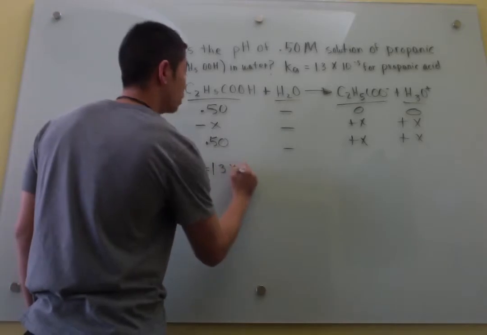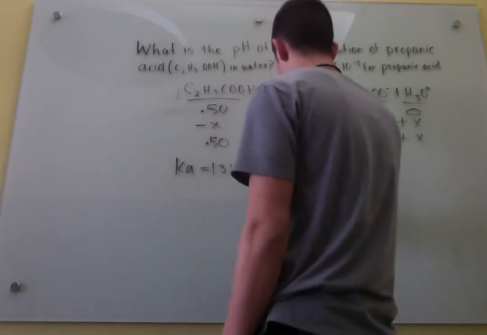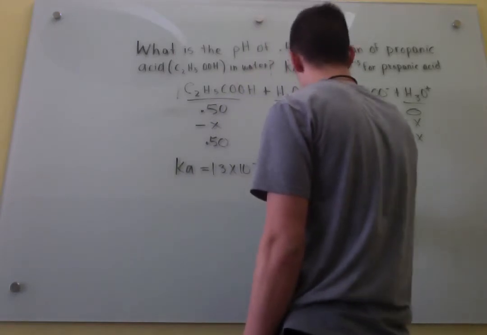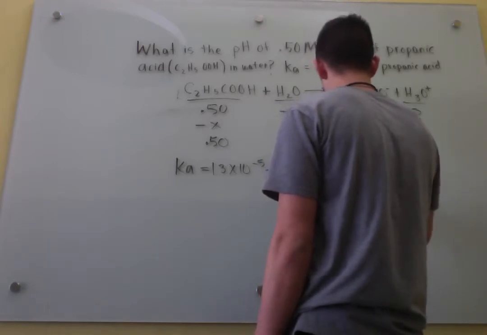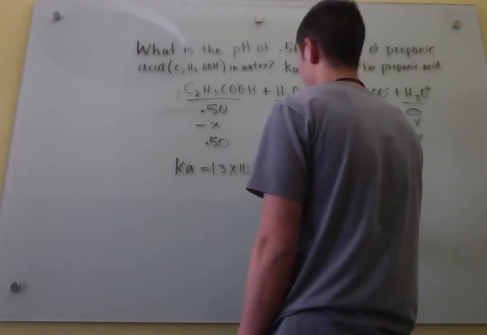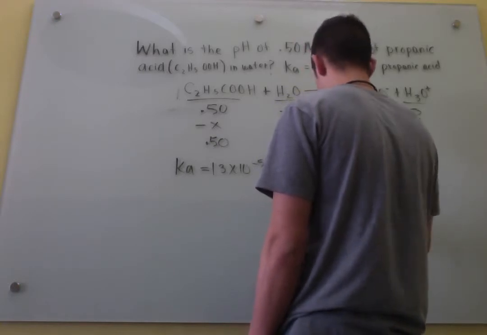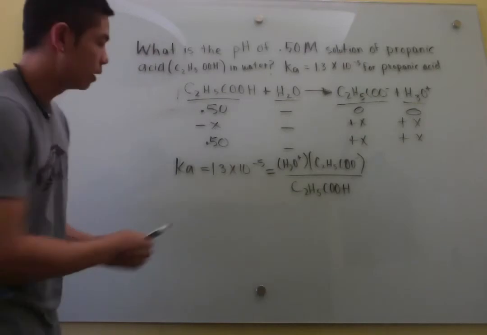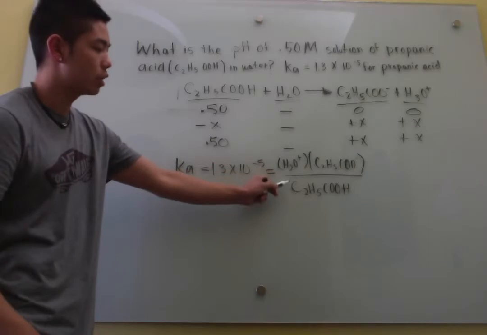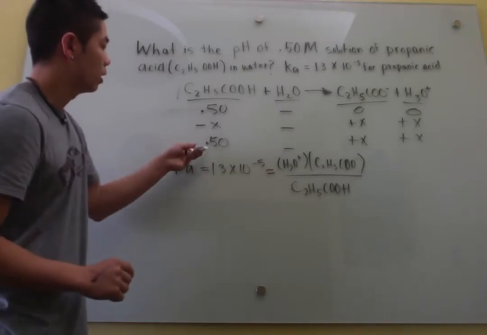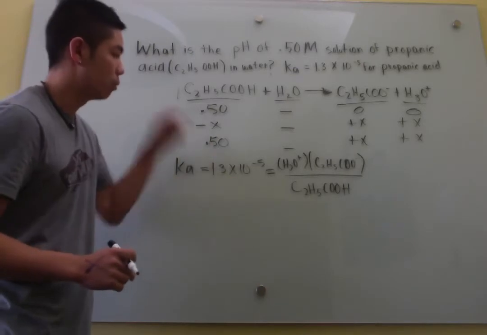So what we're going to do, Ka, 1.3 times 10 to the negative fifth, is equal to the H3O plus concentration and C2H5COO minus over the reactant. Okay, and so we know that for the Ka it's going to be the products over the reactants. We're already given the concentration of the reactant, which is going to be 0.5.